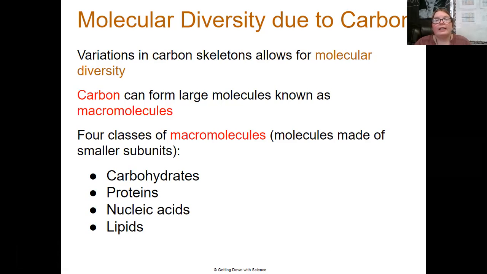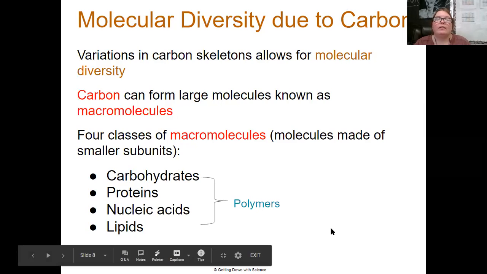One of the things these guys have in common is they're made of smaller subunits. We're going to be talking about the difference between monomers and polymers in just a second. It just means that they tend to have a lot of repeating subunits. So these are all polymers.